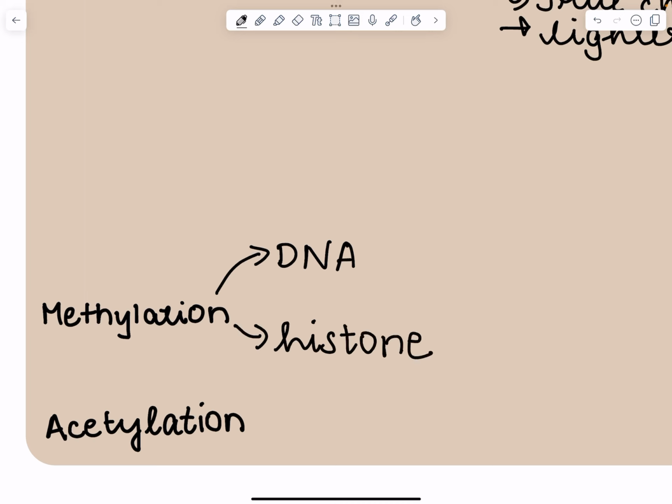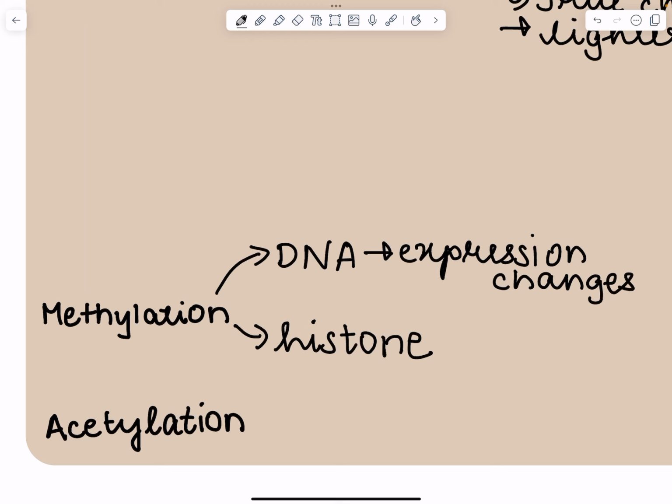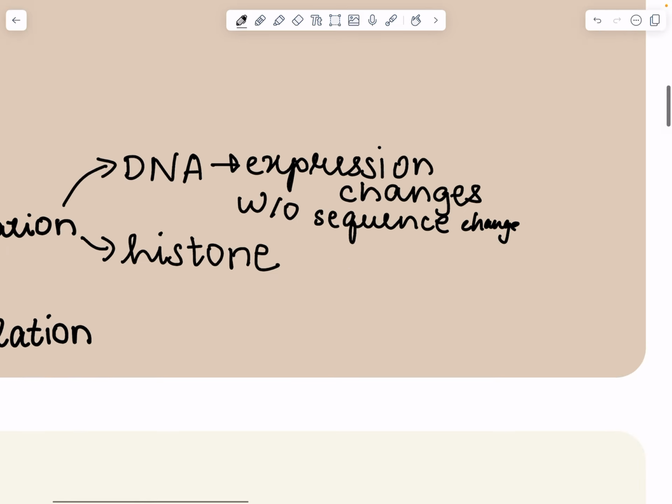What occurs in DNA methylation? The expression of DNA is changed, how we express DNA, without changing the sequence of DNA. And in histone methylation, reversible suppression of transcription takes place. What will happen? Transcription will get suppressed.